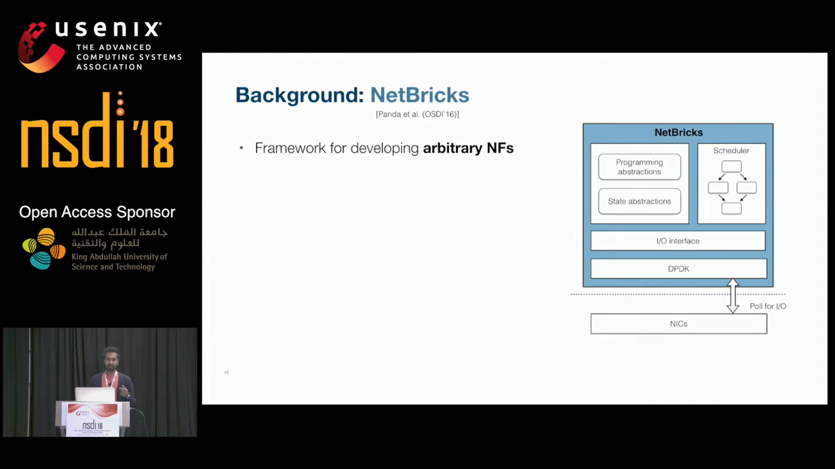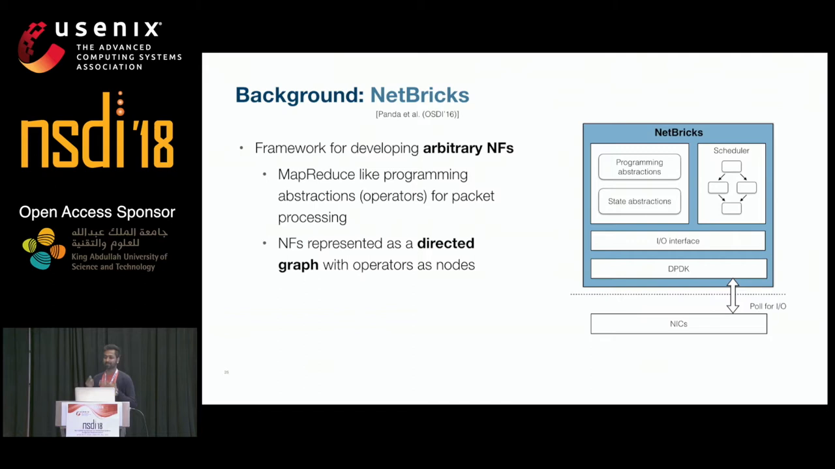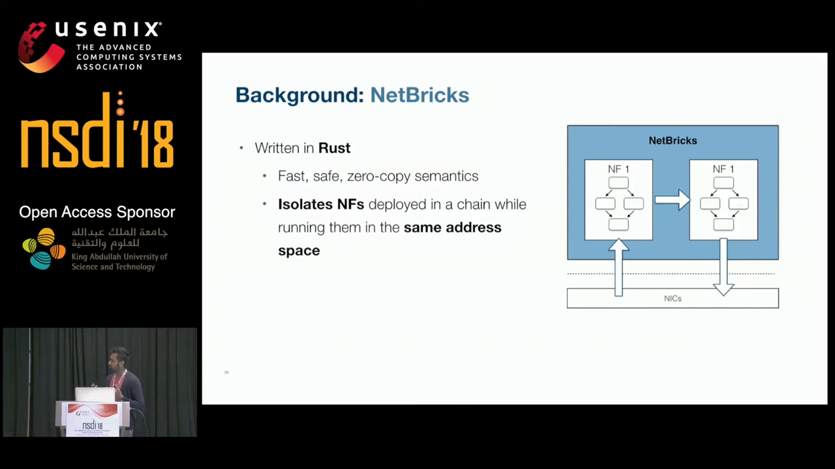The second building block of our system is NetBricks. NetBricks is a framework like Click that allows the development of arbitrary NFs, and it does so by exposing a small set of MapReduce-like programming abstractions to developers, which can be composed in a directed graph to build an NF. Each node in this graph representing the NF is a NetBricks operator. The cool thing about NetBricks, though, is that it leverages the semantics of the Rust language to isolate NFs that have been deployed together in the chain without having to run them in separate virtual machines while still maintaining the safety and packet and memory isolation properties. This also allows NetBricks to be fast, safe, and achieve zero-copy semantics.